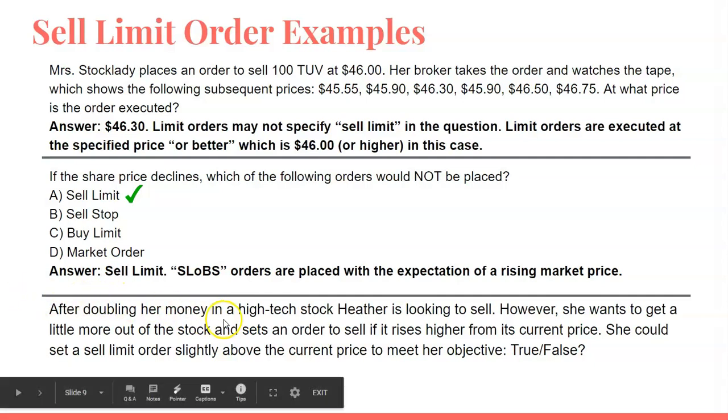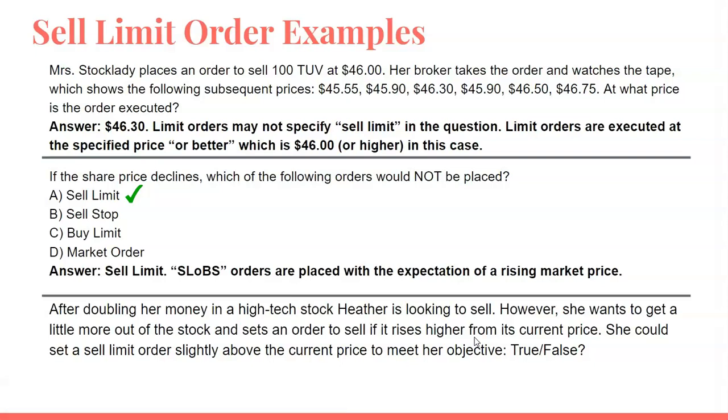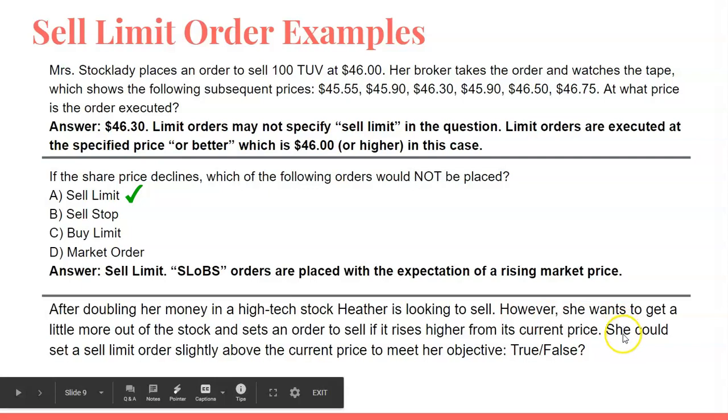So again, this one is focusing in on the direction of where the prices should be going. So she bought this stock. It looks like she's done rather well in it. However, she wants to get a little more out of the stock, which kind of implies that she wants it to keep going higher. And it even says here too, she sets an order to sell if it rises higher from its current price. So if she's setting an order above the current price, that means above the market price. And if we go back to the SLoBS over BLiSS acronyms, we remember that SLoBS are over the market price. So it's got to be a sell limit or a buy stop. And we see here she could set a sell limit order slightly above the current market price, and that would be true.